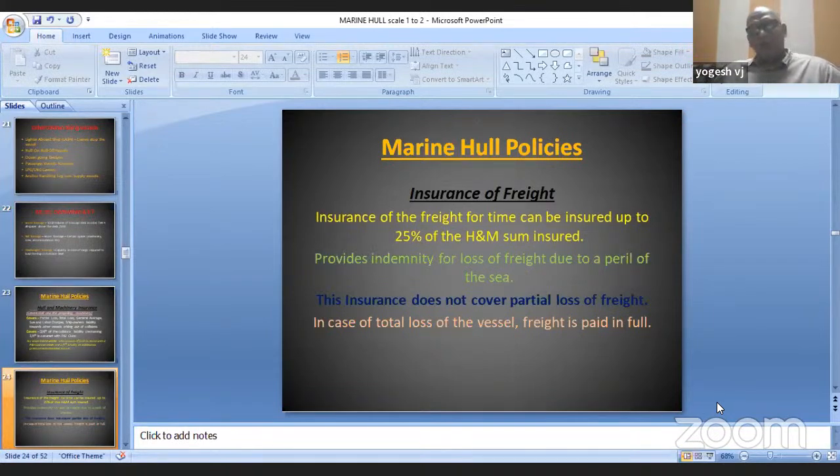Matlab tumhara vessel agar 1 crore ka hai, to your freight will be maximum covered up to 25 lakhs only. And your disbursements, that means your fit outs, will be covered only up to the limit of 25 lakhs only, not beyond that. Okay. Provides indemnity for loss of freight due to a peril of the sea. This insurance does not cover partial loss of freight. Complete loss rahega to, in case of total loss of the vessel, freight is paid in full. Okay. So remember this, that the sum insured under freight insurance cannot exceed 25% of hull and machinery insurance.